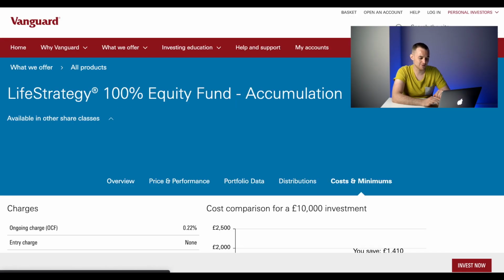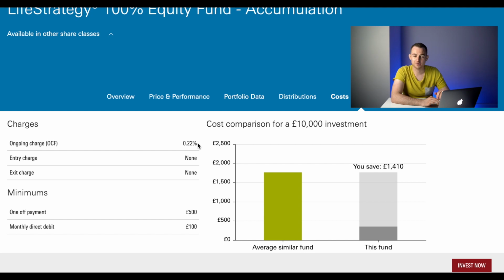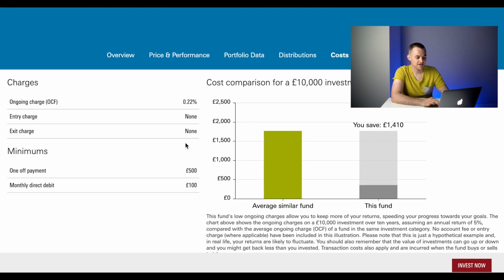You get the point. Finally, we're going to head over to costs and minimums. Again, the ongoing fee, which we've spoken about already, is 0.22%. The minimum one-off payment you can make into the Life Strategy Fund is £500, and if you wanted to set up a monthly direct debit, the minimum payment you can make is £100.